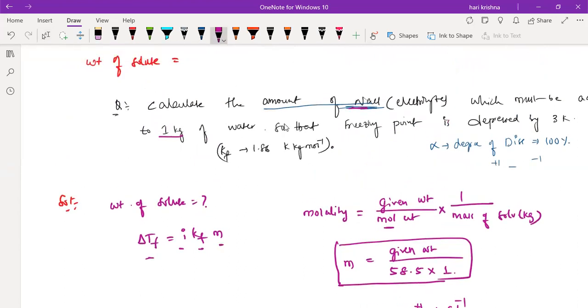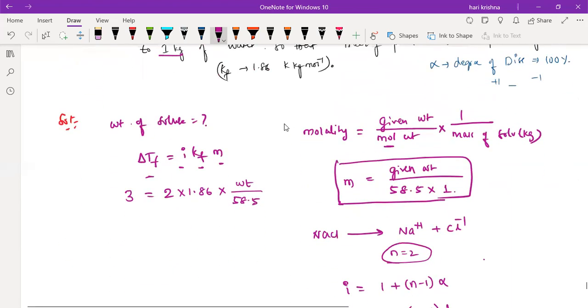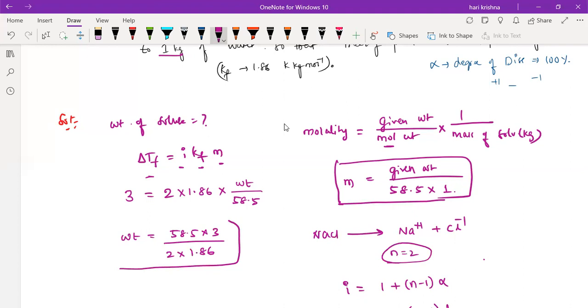So delta Tf equal to 3. i value we got as 2. Kf value we have as 1.86. And m value we got as given weight by 58.5. That means if you want weight only now, what you do: 58.5 into 3 by 2 into 1.86. How many of you understand these steps or not? Is it clear now?